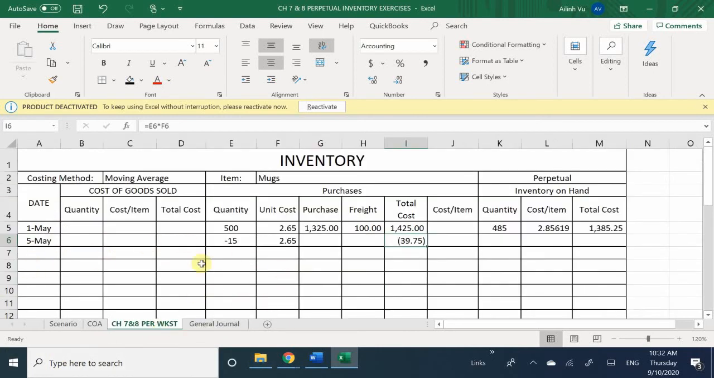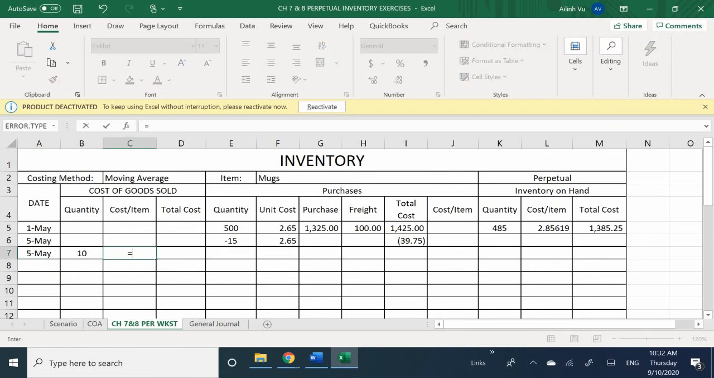So on May 5th, we sold 10 cups. How much did it cost us to sell the 10 cups? $28.56. So it would be at the 2.85. All right. I'm going to practice this because I need to have it rounded to the nearest penny.